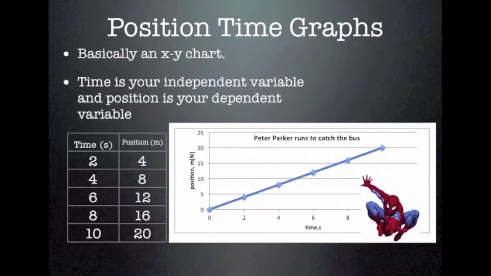So you can see that at 2 seconds, he's gone 4 meters. At 4 seconds, he's gone 8 meters. It's just a really easy way to tell where somebody is at a certain time. So if I asked you, find Peter Parker's distance at time 8, you could look at this graph and say, that looks a little bit above the 15, so I think he's gone 16 meters. Pretty easy.